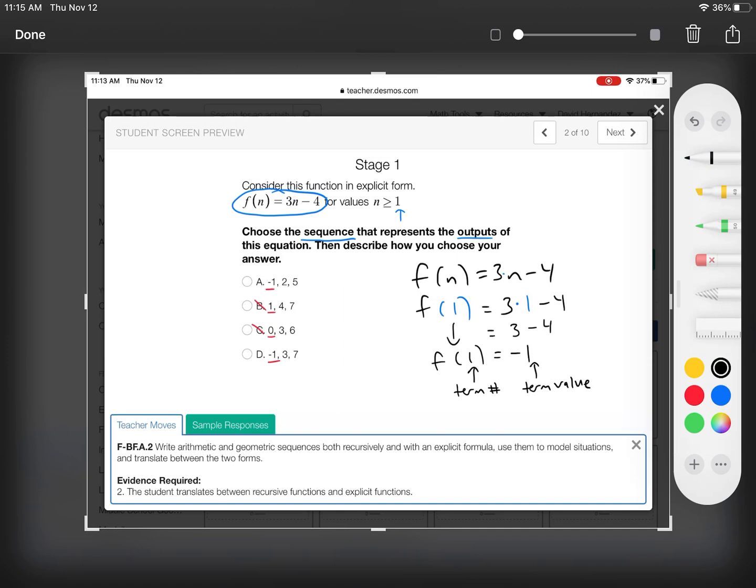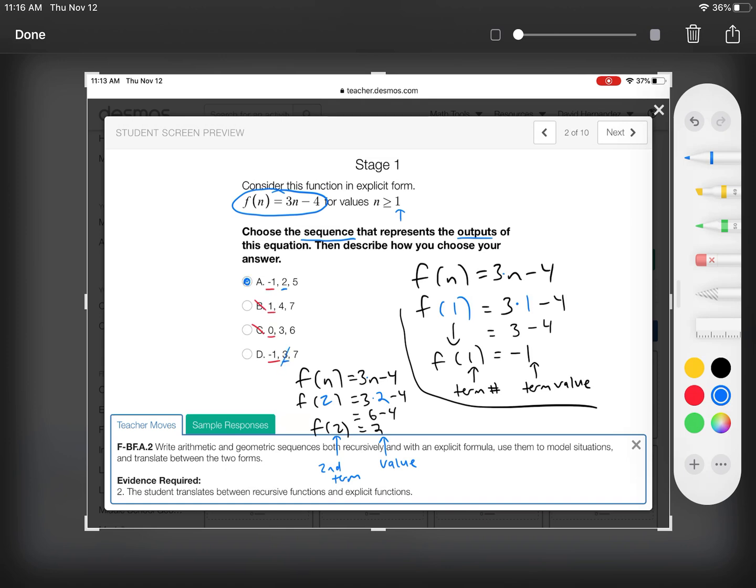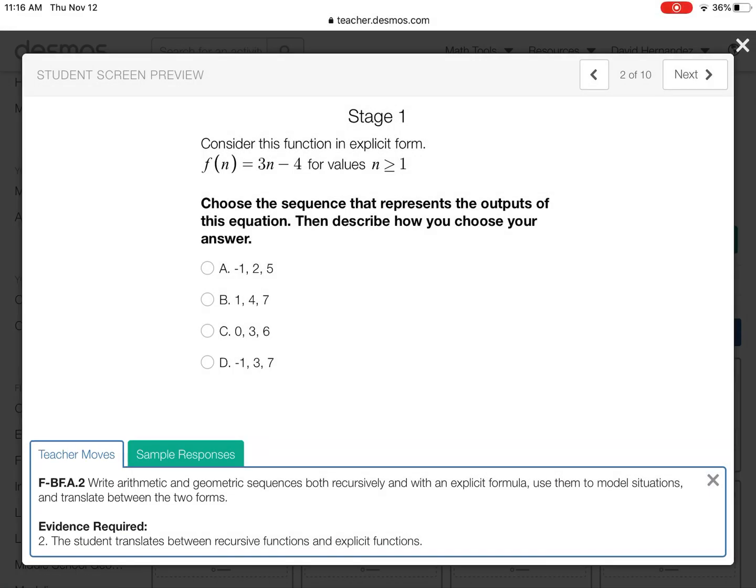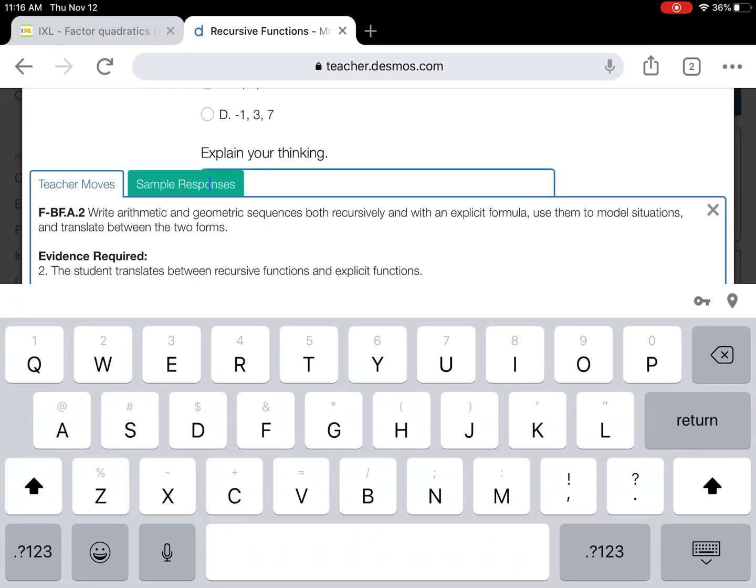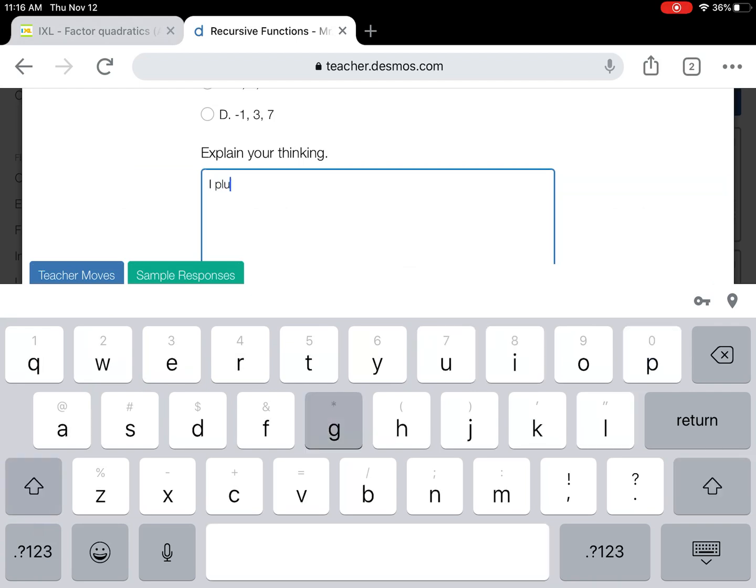All right, let's look at what the value would be for 2. So I'm going to go ahead and do that over here. So f of 2, so this is n, right? So f of 2 equals 3 times n, so that's 3 times 2 minus 4. And then 3 times 2 is 6 minus 4, and then 6 minus 4 is 2. So f of 2 equals 2. So this is the second term, and this is the second term's value. So the second term is going to be 2, so this one cannot be right. So it's got to be A.